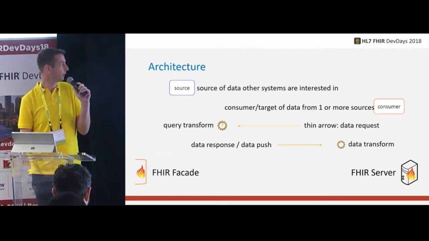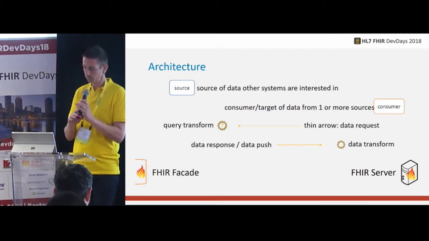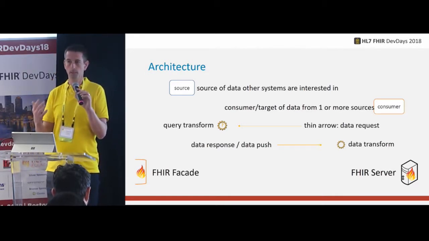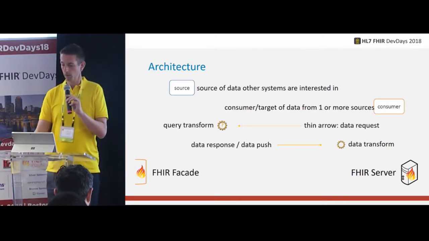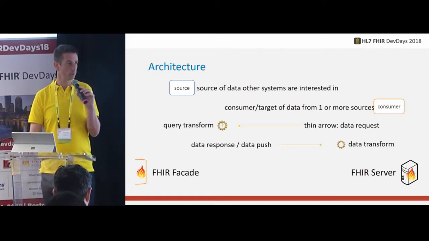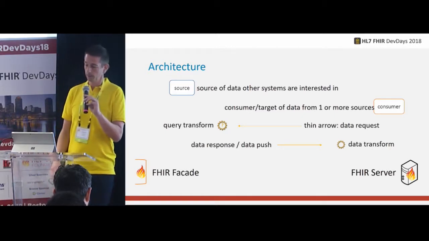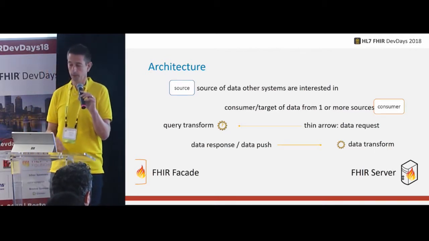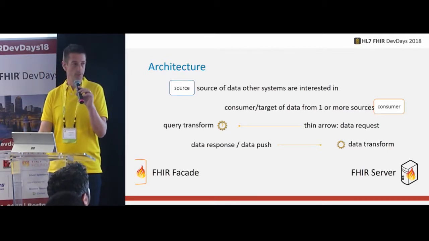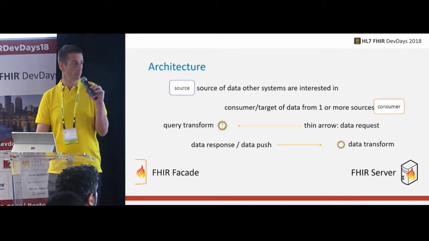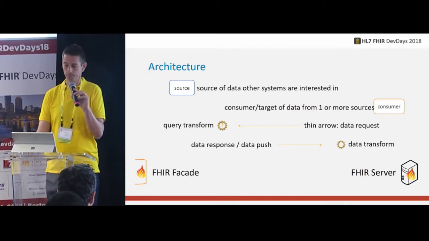Now, what could that look like? I'm going to give you an abstract view of what this looks like to give you a means of reasoning about this. And we use these symbols. We have a source that has data that's interesting to other systems. We have a consumer that is interested to have that data. A small arrow is requesting data, and the big one is for a data transfer, either as the response to a request or a push. And then these gear icons are for transforming either the request or the data.